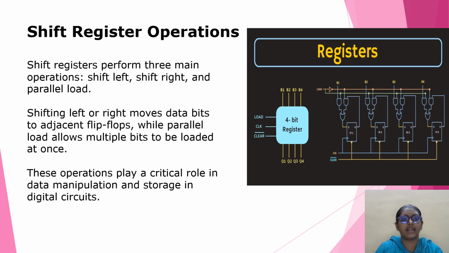Shift register operations. Shift registers perform three main operations: shift left, shift right, and parallel load. Shifting left or right moves data bits to adjacent flip-flops, while parallel load allows multiple bits to be loaded at once. These operations play a critical role in data manipulation and storage in digital circuits.